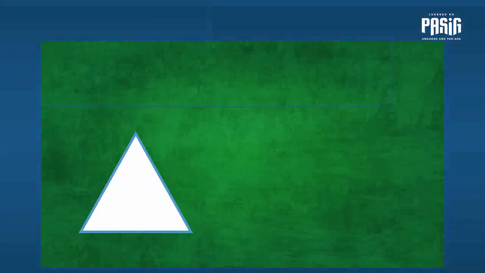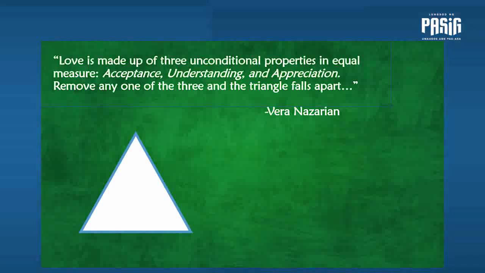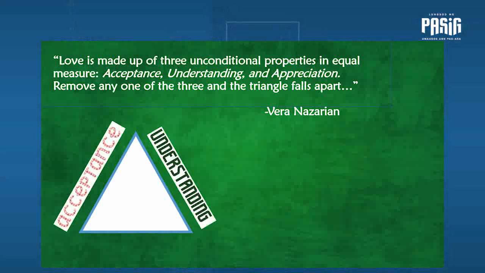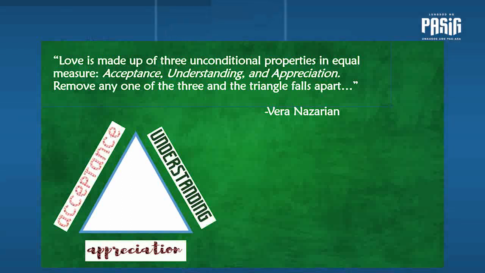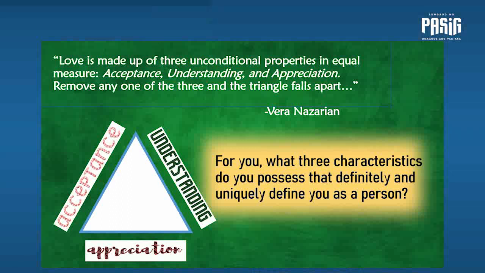To exist, a triangle must have 3 segments connected to each other. Removal of one side omits its essence as a triangle. The same goes for Vera Nazarian's saying, "Love is made up of 3 unconditional properties in equal measure: acceptance, understanding, and appreciation. Remove any one of the 3 and the triangle falls apart." As a student, what 3 characteristics do you possess that definitely and uniquely define you as a person? Explain your answer.